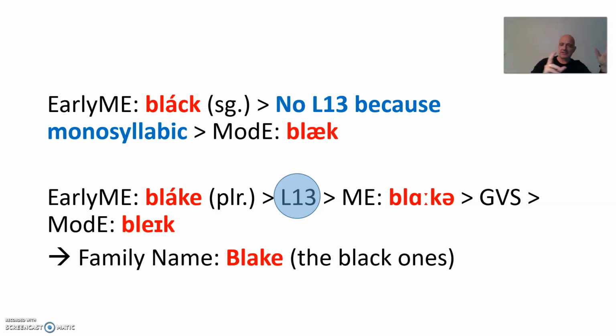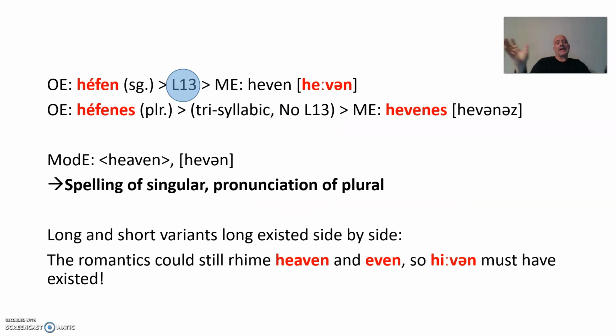And this now, since it has a long vowel, goes into the Great Vowel Shift, and eventually it turns out to be Blake today, which you still have as a family name. Okay, so if somebody has the family name Blake, it derives from the black ones. It's a family who all had black hair, and therefore they are called the Blakes, if you like. Blake, the black ones in the plural. Okay, that's the family name, black for you.